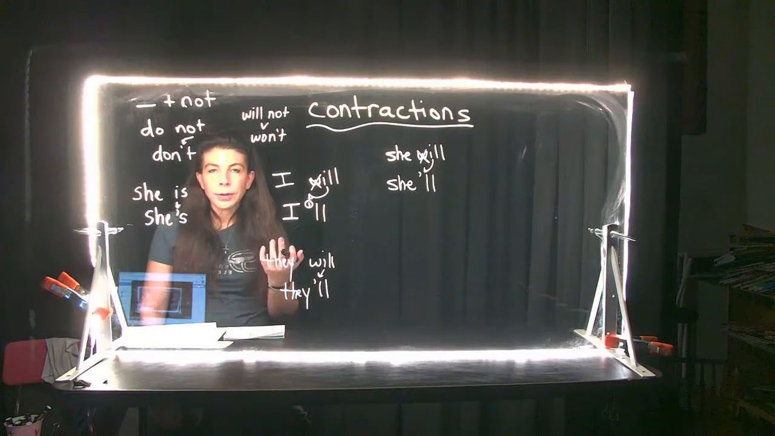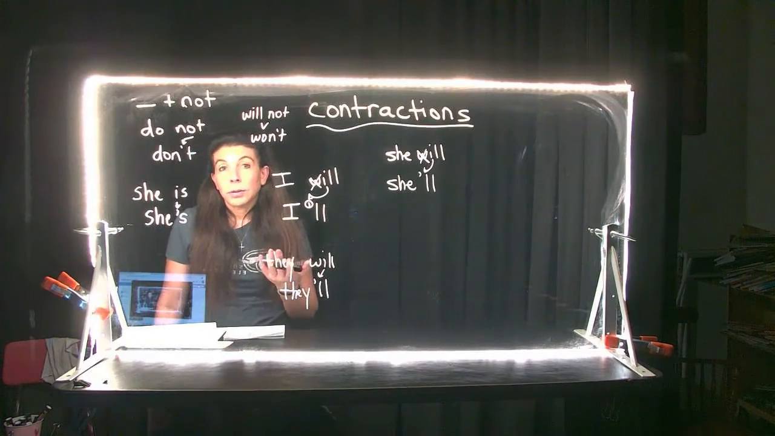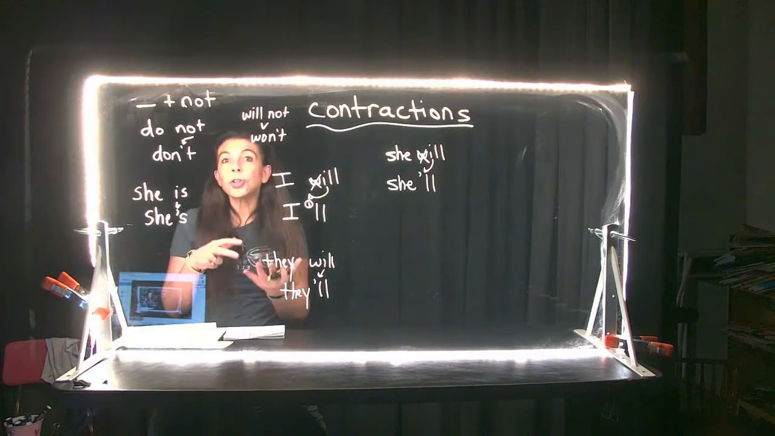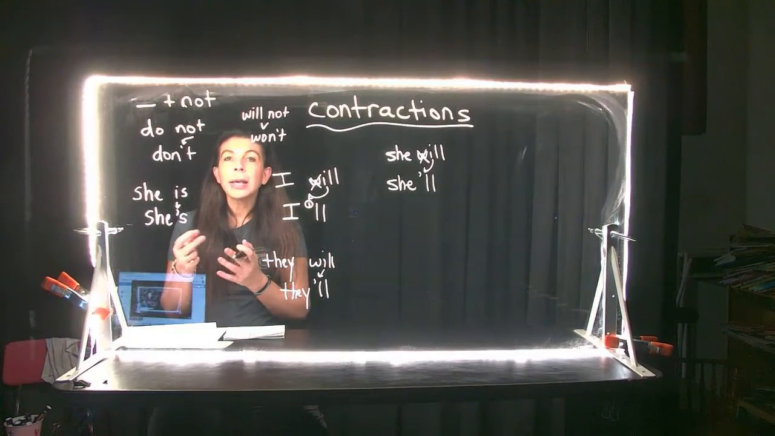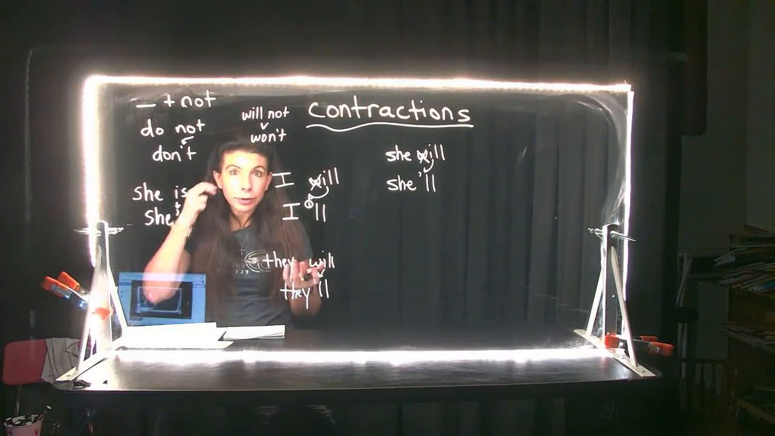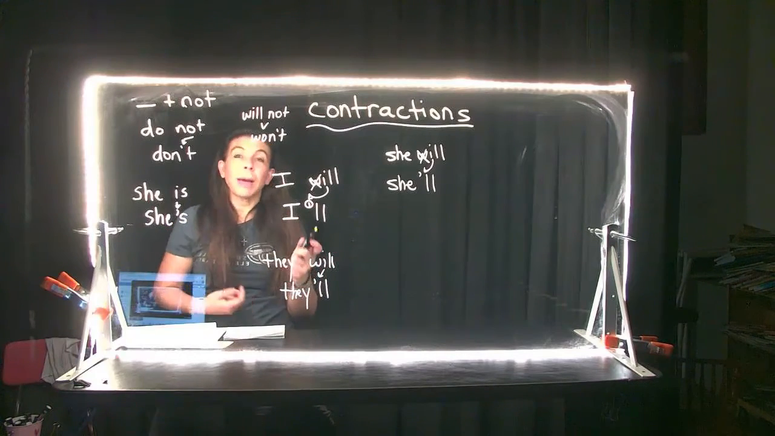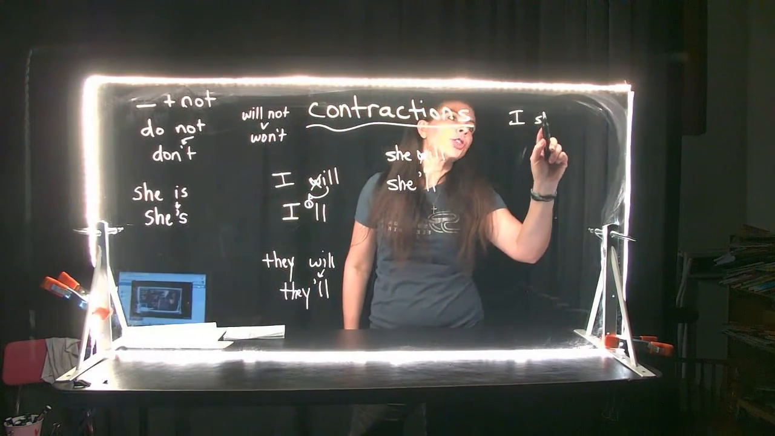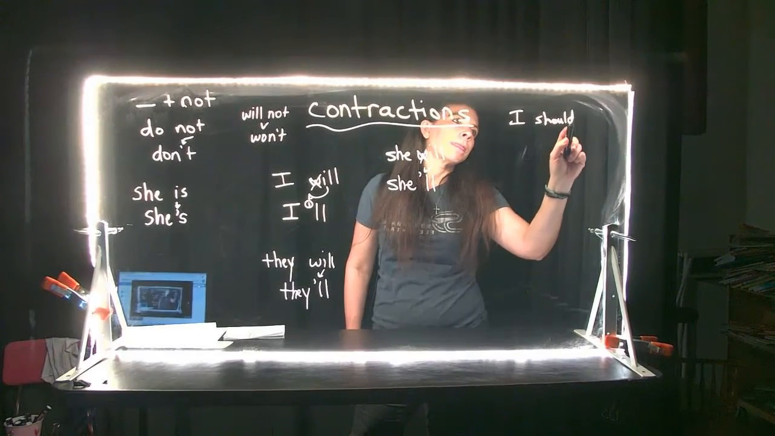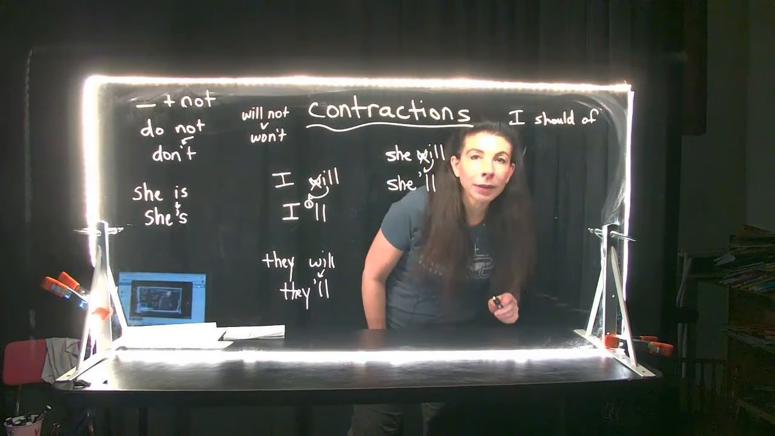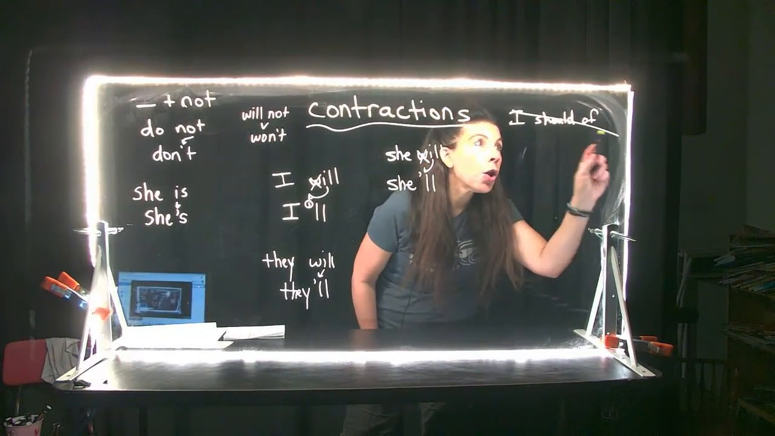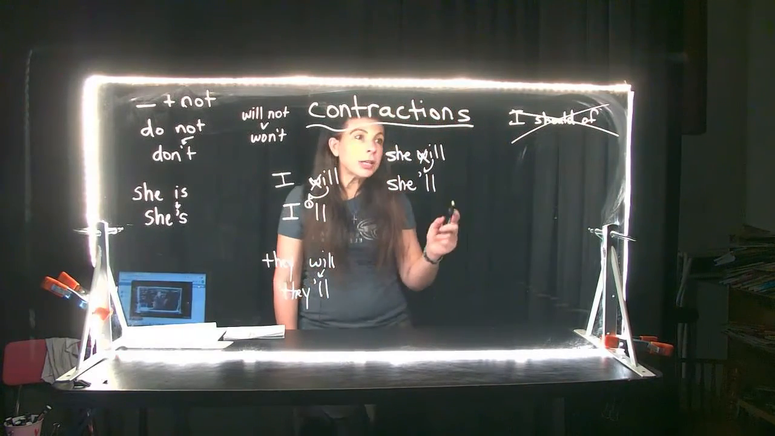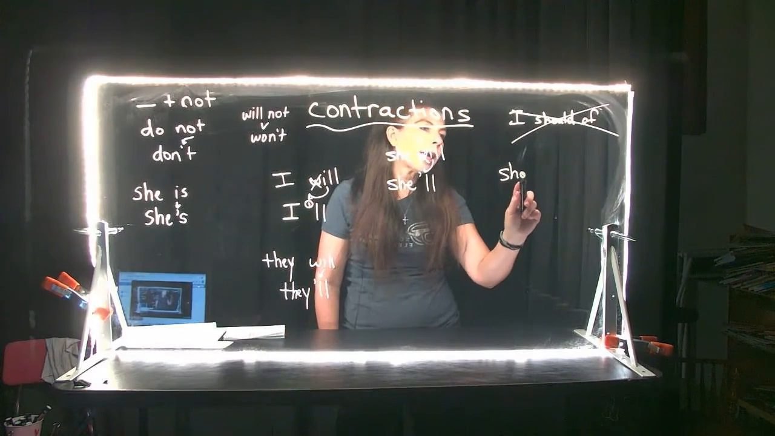You also have the word have, right? You could have done something. You should have done something. Now, a lot of kids think it's should of. You should have done something. I should have done it. And they'll write, I should of. It's should have: I should have done it.